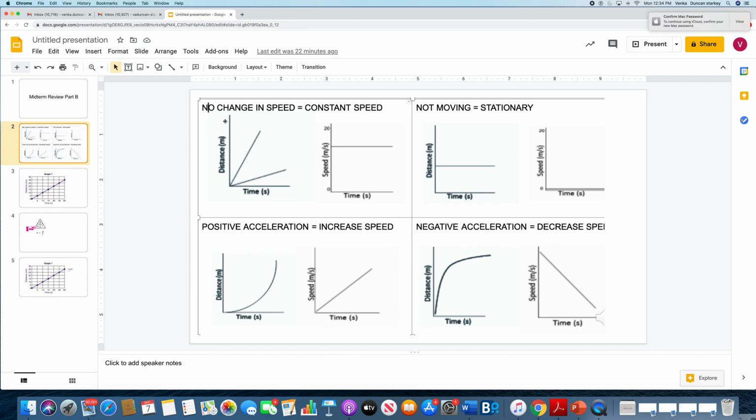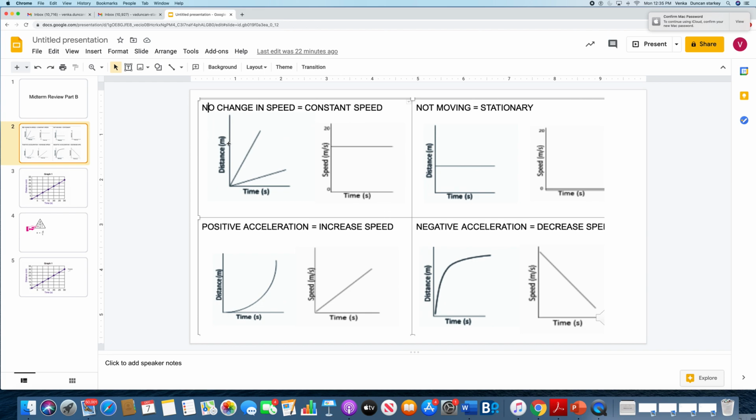The y-axis is going up and down vertically, and the x-axis is going horizontal across. This first graph here, on the y-axis, you can see it says distance. On the x-axis, it says time. This is a distance time graph. The one next to it, on the y-axis, it says speed. On the x-axis, it says time. This is a speed time graph.